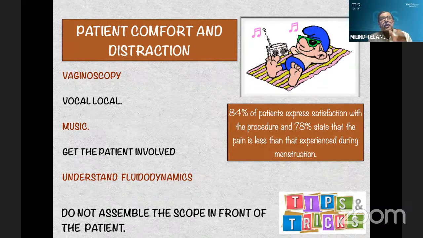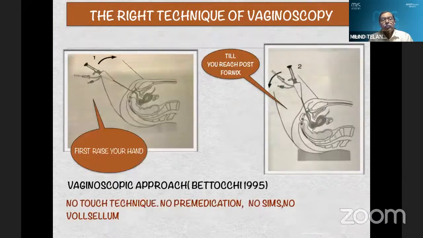Another important thing is your sister should set up the trolley prior to the patient arriving into that position. Don't try to assemble the scopes in front of her. Definitely she'll have a fear of her life that you're going to insert such a big instrument into the vagina and into the uterus. The right technique is an important thing.